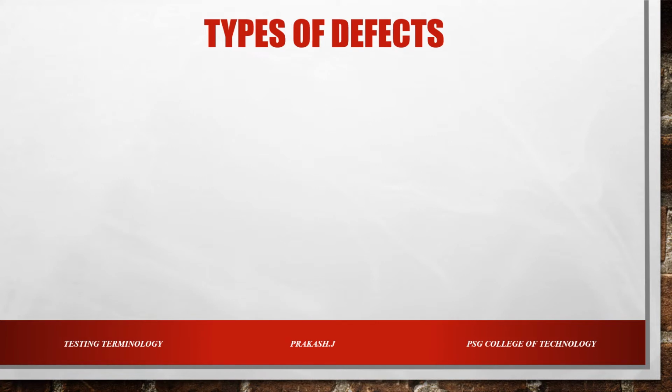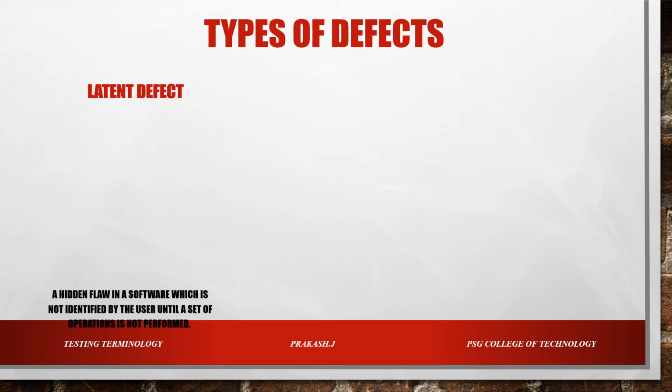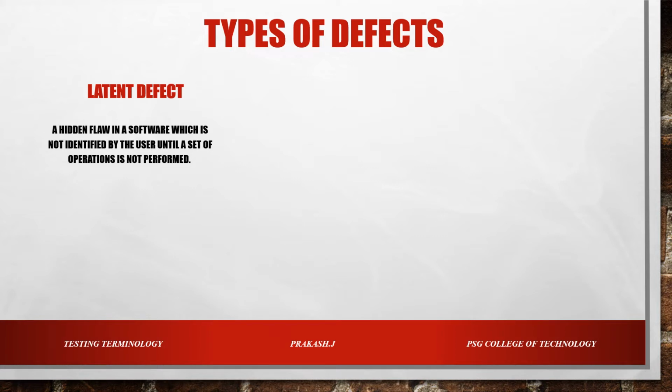These defects are classified into various types. We shall discuss some of the basic types of defects. One such type is a latent defect. These are hidden flaws in a software which are not identified by the user until the operation is performed. One such kind of latent defect is a default printer operation.